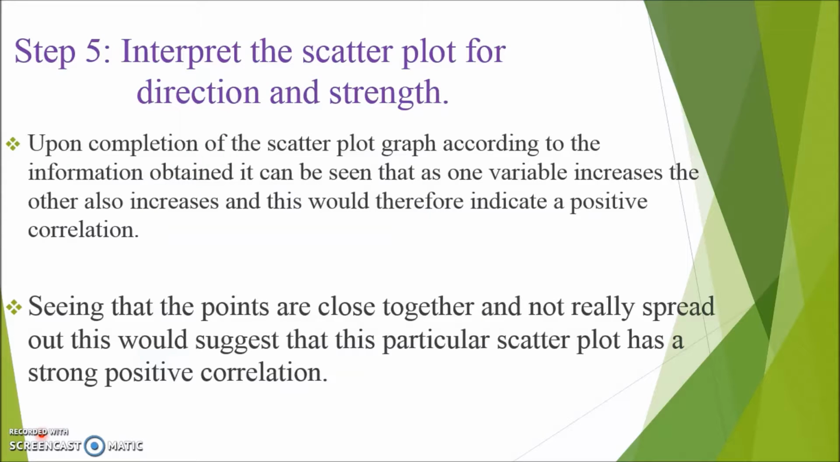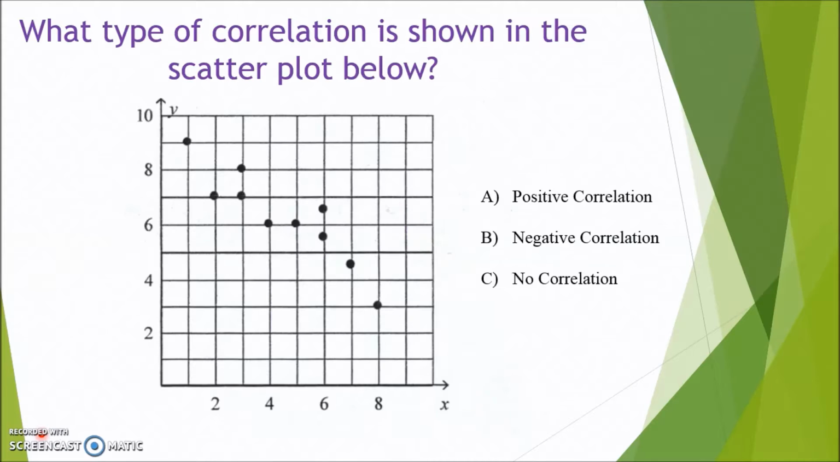I have a very short activity for you to do just to recap and tie everything back together. So let's get straight into it. What type of correlation is shown in the scatterplot below? Look at it carefully, remember the line of best fit, visualize it, and then see which answer best describes the scatterplot. Ready? The answer is a negative correlation.